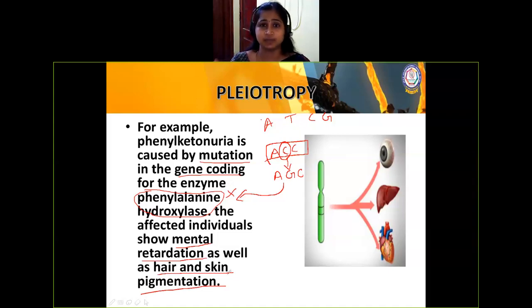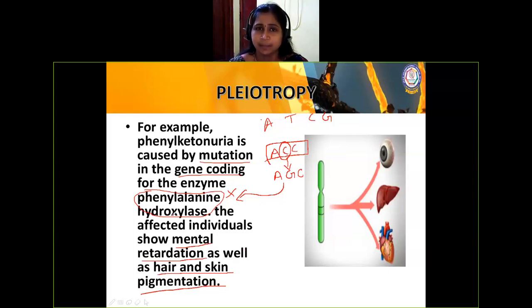It is not increased pigmentation, but reduced pigmentation. Okay, that's what a retardation we are given here. So these are the two effects. We are given only two effects, but there are many other effects also. These are all the major effects, like mental retardation and reduced pigmentation in hair and skin color.